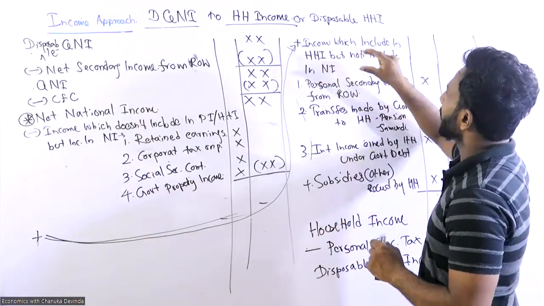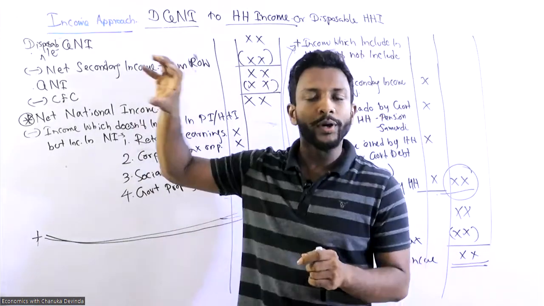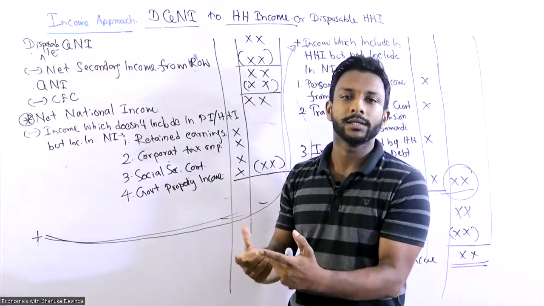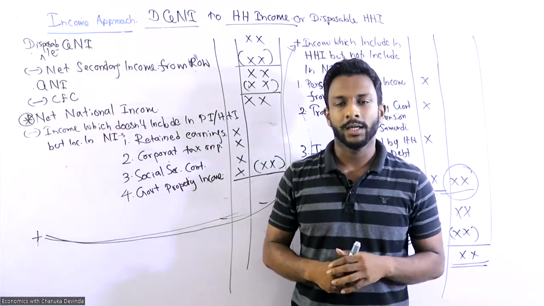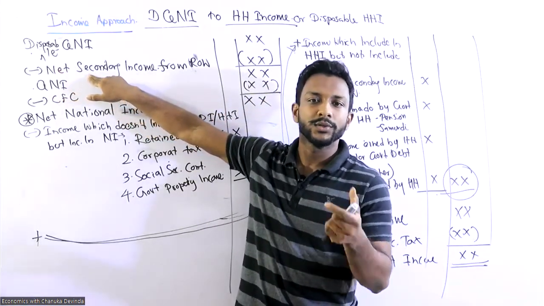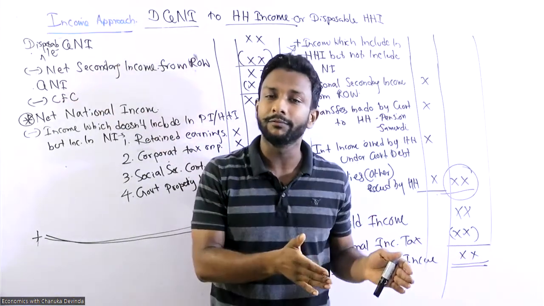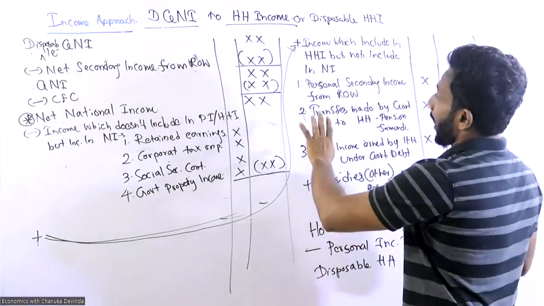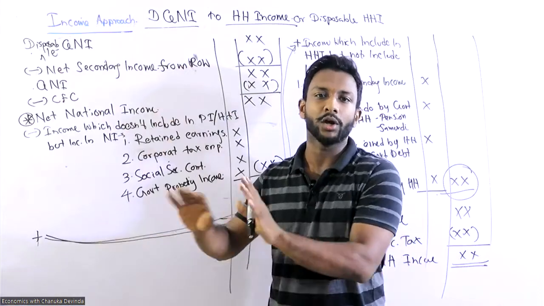Then add income which is included in household income but not included in national income. Income which is included in household income but not included in national income needs to be added. What are those? First one, personal secondary income from the rest of world, right? That means we eliminated both secondary incomes. So here we will add back only personal secondary income, because it will be received by household, right? And what is the other secondary income element? It is official transfers, right? It is for government, not for the household.